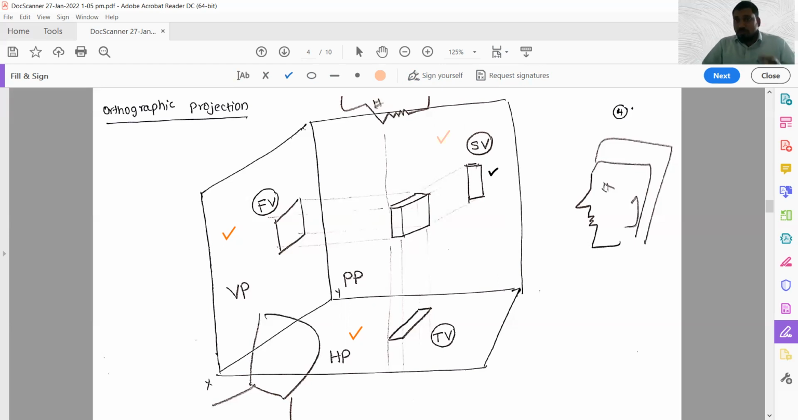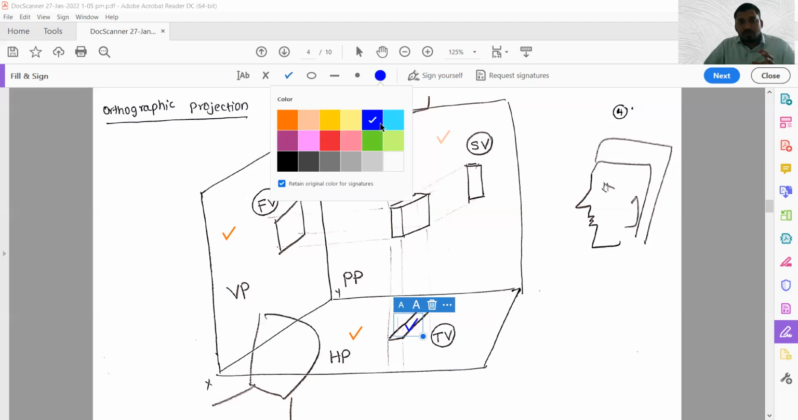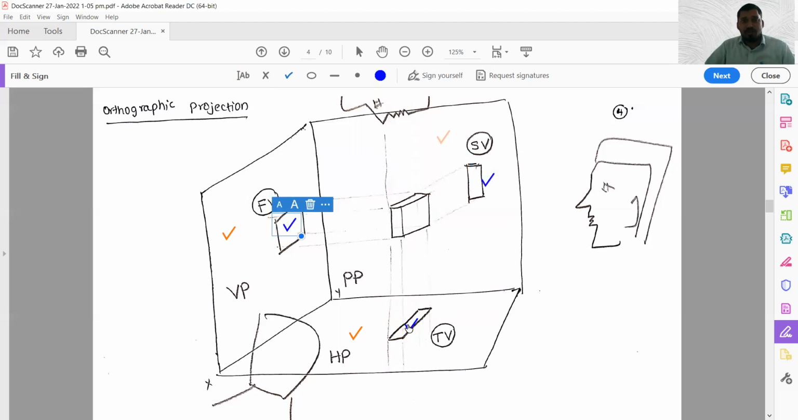On the respective planes, we see images or projections. Those projections are called views. The view which is available on the vertical plane is called the front view. The view which is obtained on the horizontal plane is called the top view. The view which is obtained on the profile plane is called the side view. So these are the front view, top view, and side view. These are three different views.